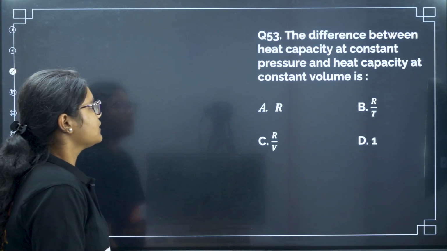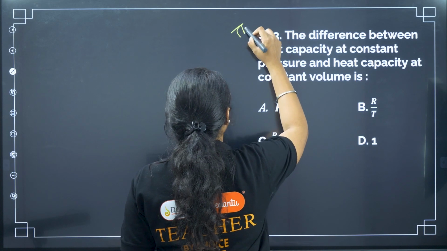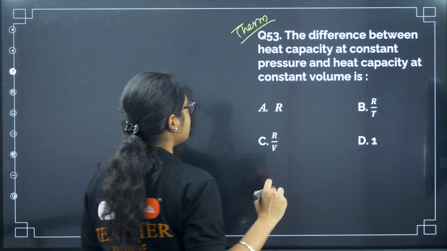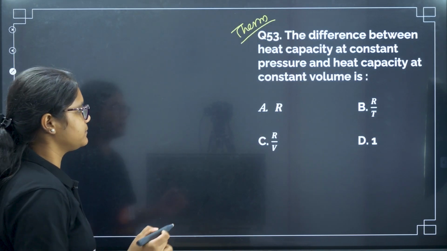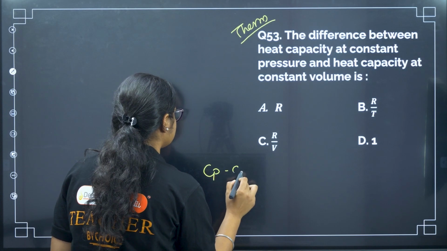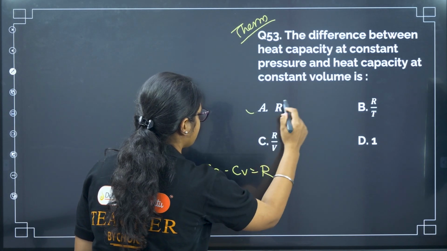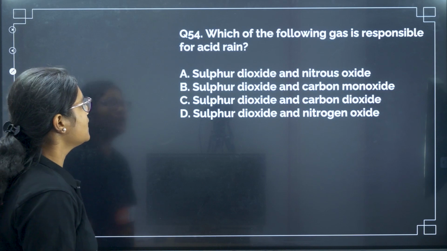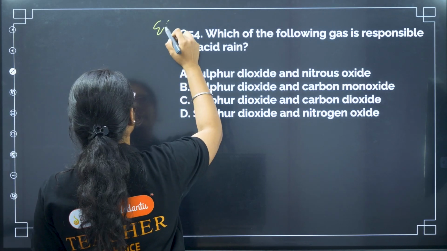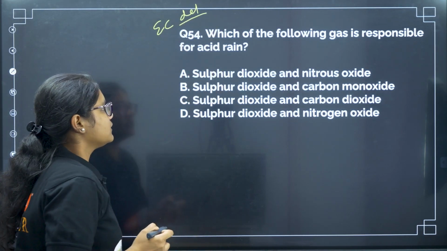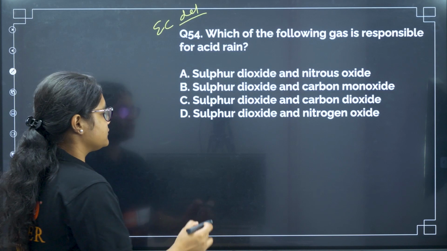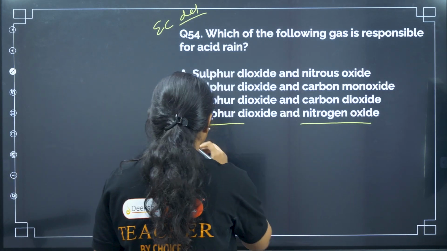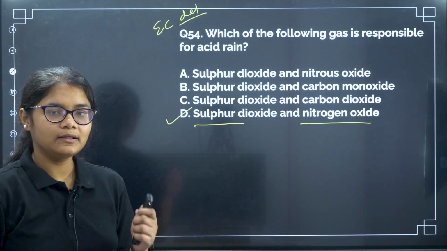Next question, from thermodynamics, the difference between the heat capacity at constant pressure and constant volume, that is Cp minus Cv, this value is R, right? Correct answer is option number A, a direct formula based question. Next, this is again environmental chemistry, which is a deleted portion. The gases responsible for acid rain, that is sulfur dioxide and oxides of nitrogen, that is option number D.